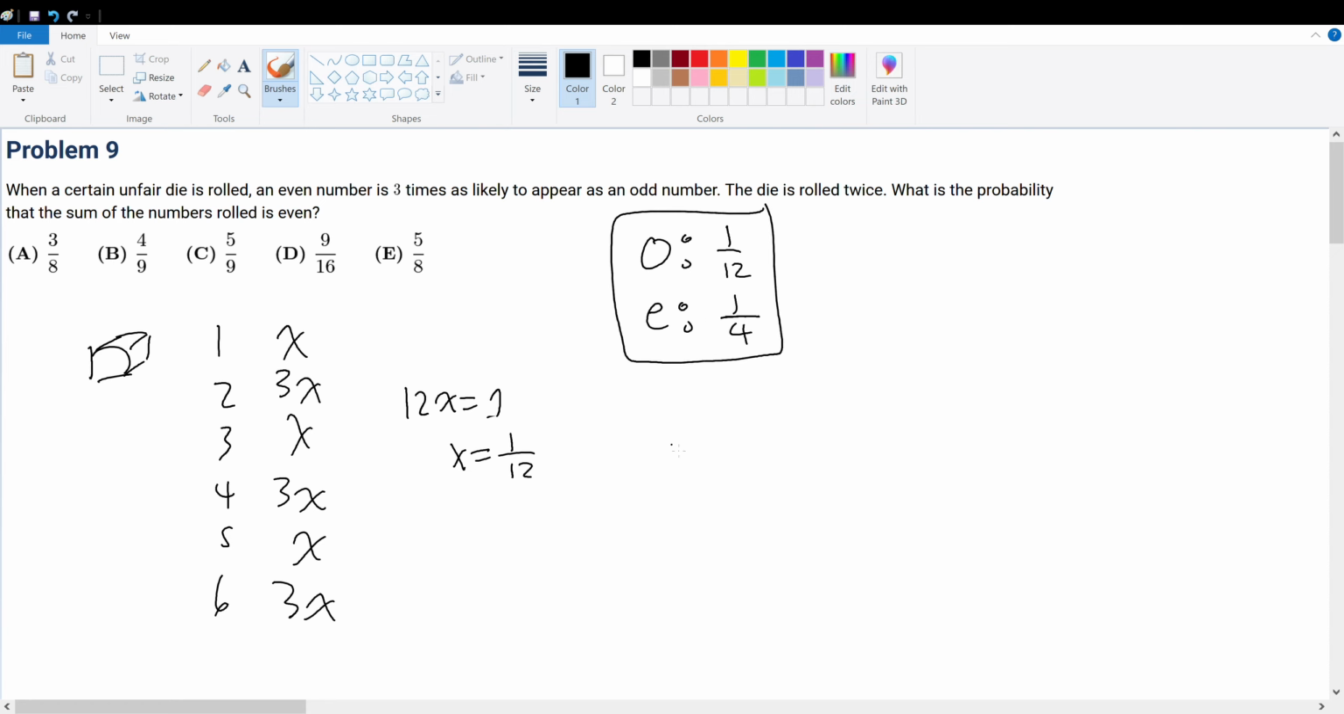Now with this establishment, we can basically solve the question from here on out. Because what is the probability of rolling two numbers that can be summed to an even number? Well, that must be an even plus an even, right? Or it must be an odd plus an odd. Now let's consider this as case 1 and case 2. Let's consider case 1 first.